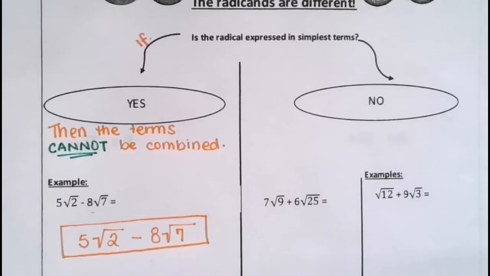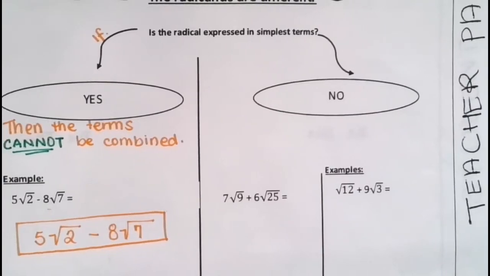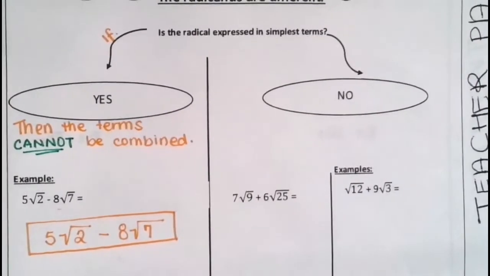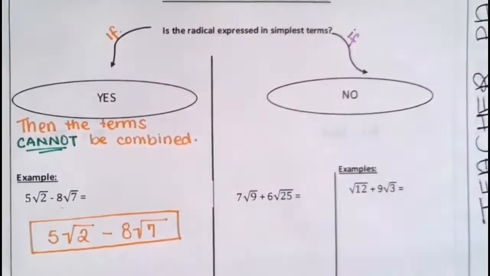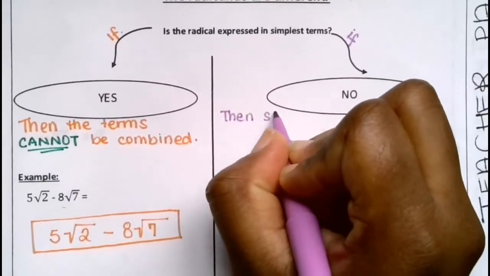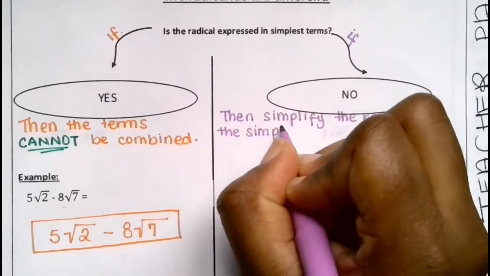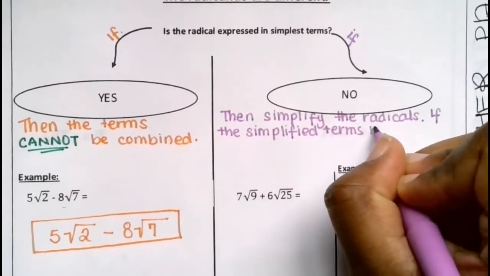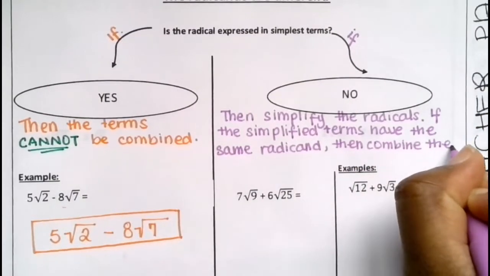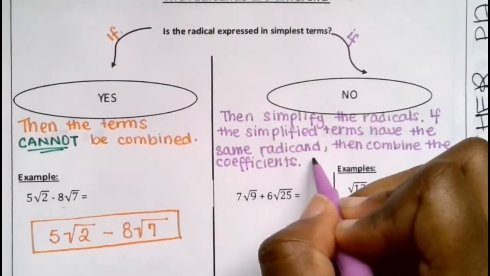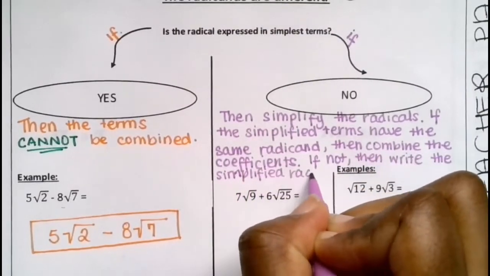Now let's take a look at the next type of situation in which I have different radicands. However, my expression is not in simplest terms. If this is the case, then I will have to simplify the radicals. If the simplified terms have the same radicand, then I can combine the coefficients. If the simplified terms have different radicands, then I will just rewrite the simplified radicals and place a box around my final answer.